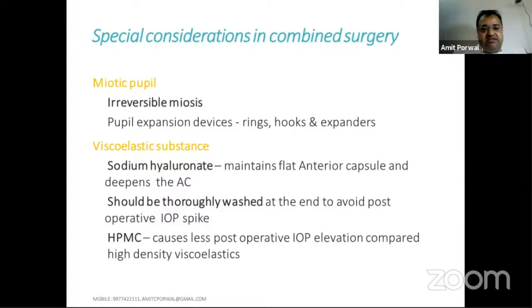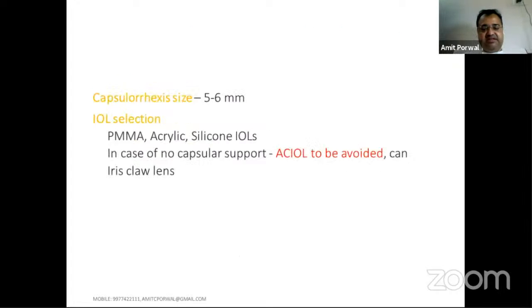Coming to the viscoelastic substance, sodium hyaluronate maintains the flat anterior capsule and deepens the AC. It should be thoroughly washed out at the end to avoid post-operative IOP spikes. HPMC causes less post-operative IOP elevation compared to the high-density viscoelastic substance. So these are the choices of viscoelastic I have mentioned. Coming to the rhexis, it should always be adequate, a 5 to 6 millimeter rhexis.